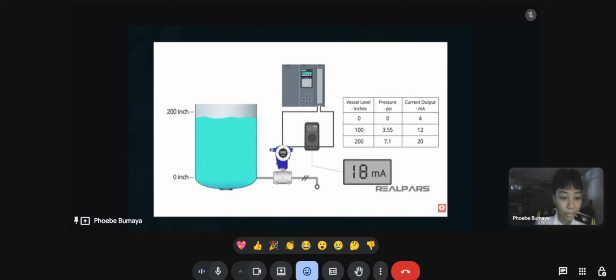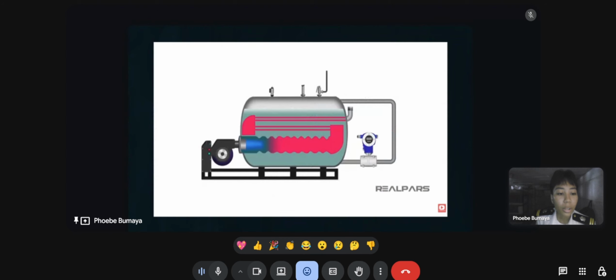Let's assume that the differential pressure transmitter is calibrated to produce 4 to 20 milliamps for a liquid level range of 0 inches to 200 inches.